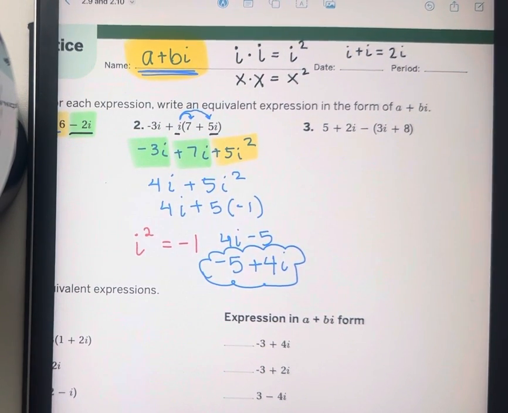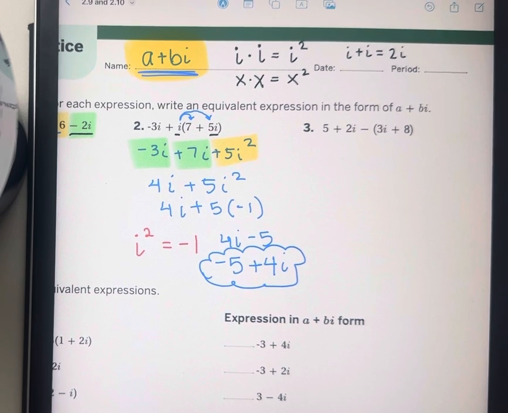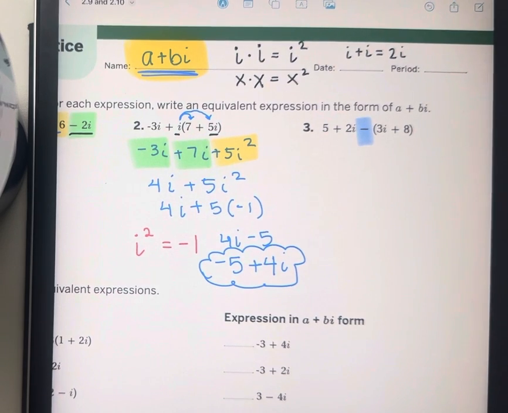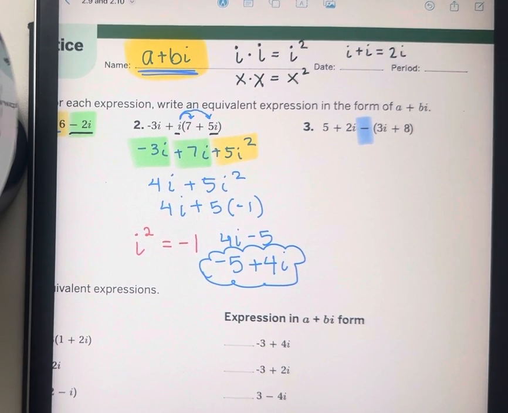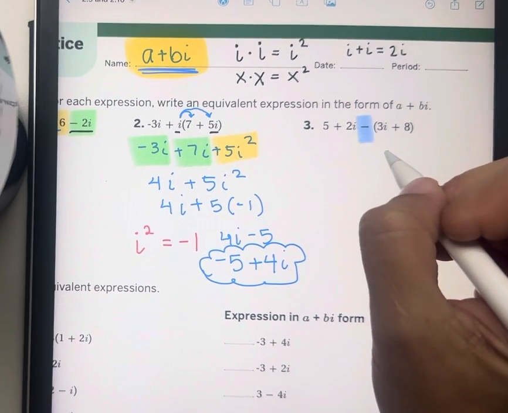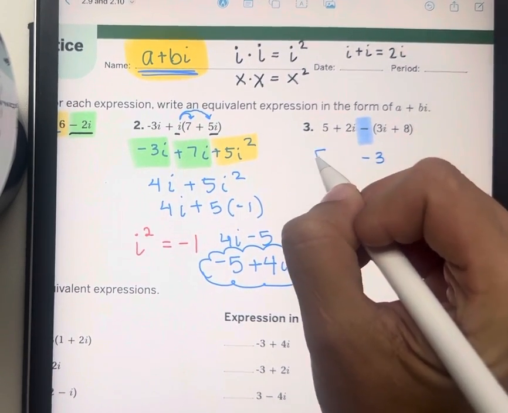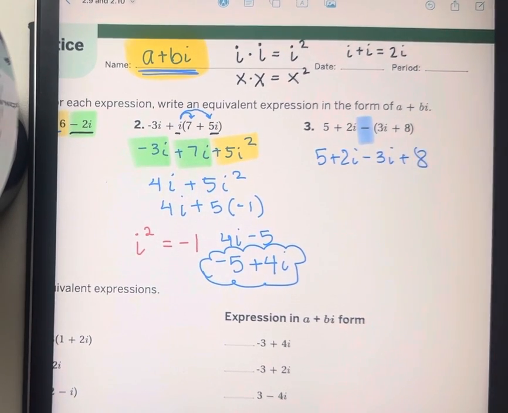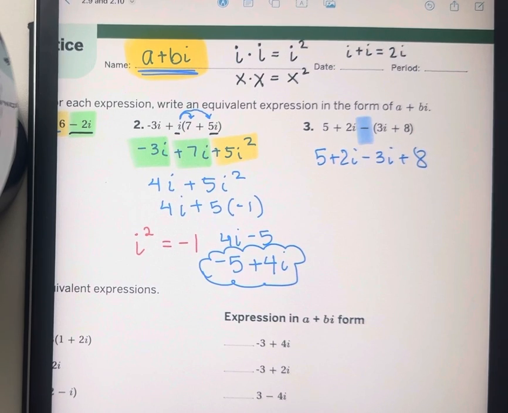This is one I feel like we can skip because it is similar to 1 and 2, after we address that very innocent looking negative right here. That thing's pretty harmless, right? No, it's not. It's not harmless at all. This thing got me a lot of questions wrong when I was in high school, because I would just write minus 3, I would write 5 plus 2i minus 3i plus 8. And I would be wrong.